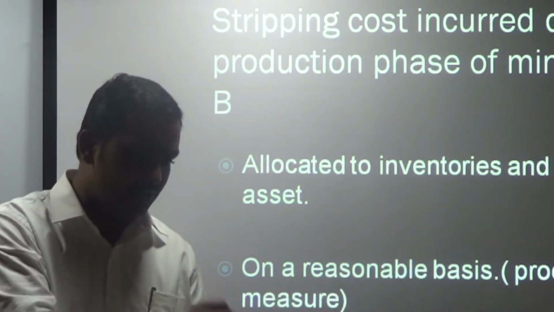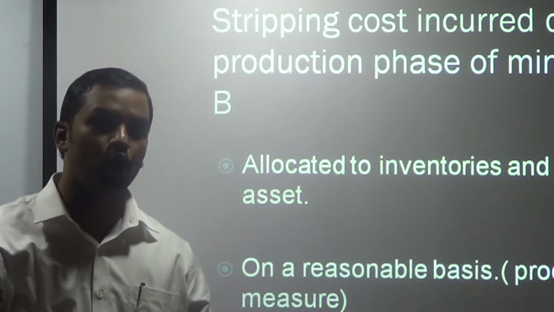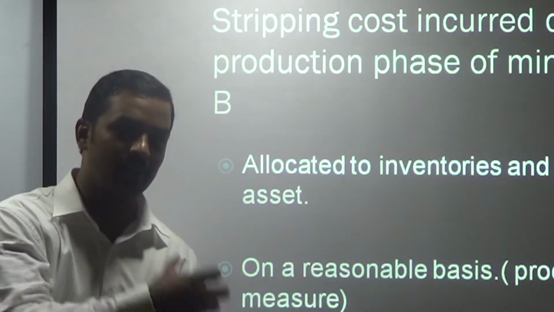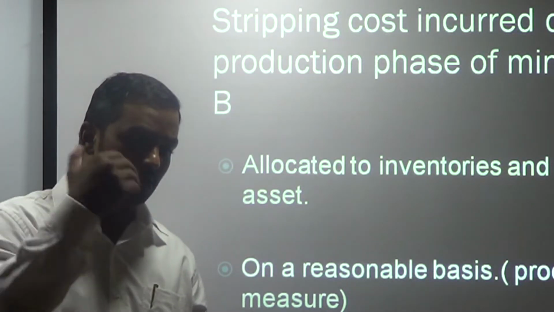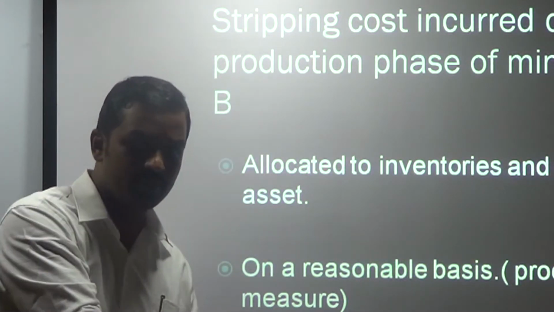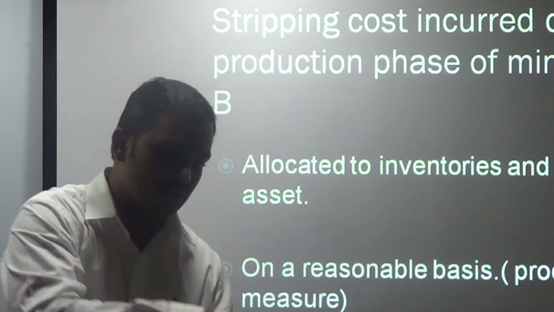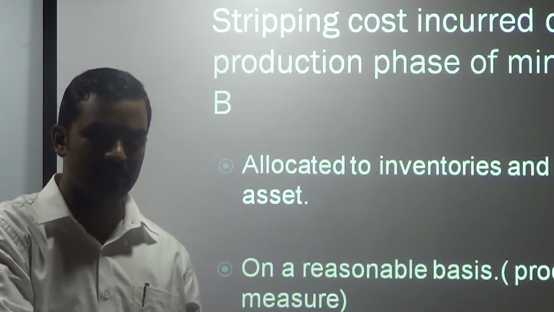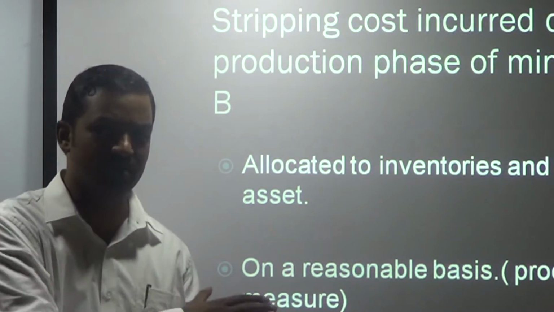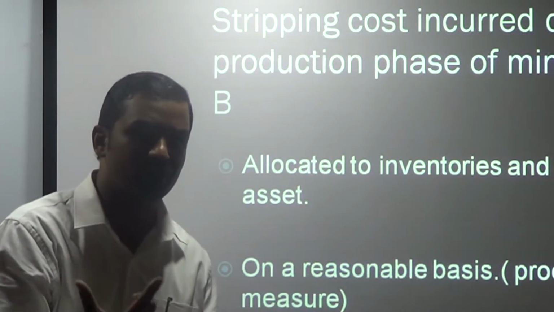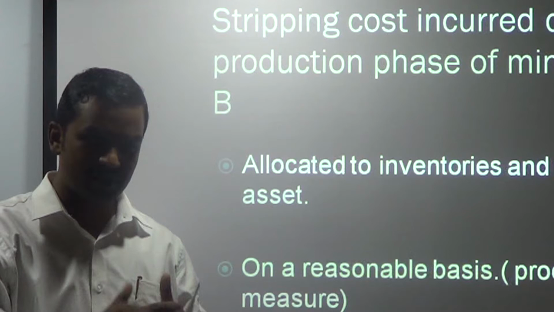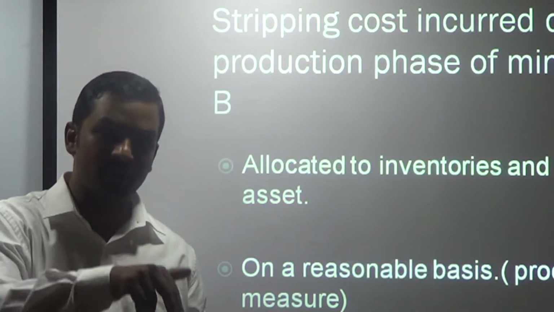The day I know that I can start extracting coal on a commercial basis, commercial viability is there. The day the coal mining is done on commercial basis, till that day whatever stripping cost is incurred is called developmental stripping. It can be capitalized and amortized, depreciated using production of units method. Okay. Now the second question is stripping during production phase.